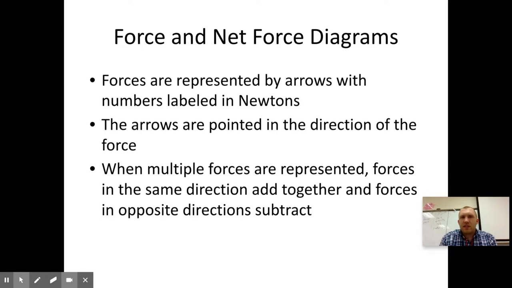We're starting to talk about these net force diagrams. Before we left, I got to the point on this last bullet point where if multiple forces are represented, forces in the same direction are going to add together, and forces in opposite directions are going to subtract. Let's see what that looks like.